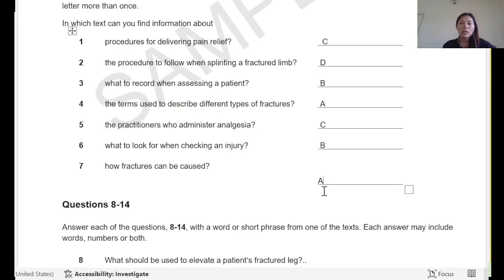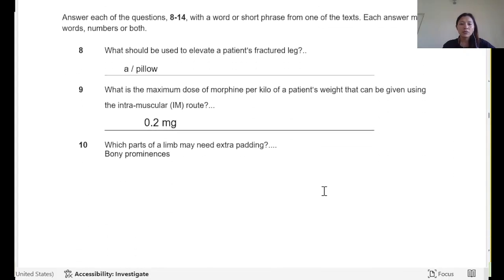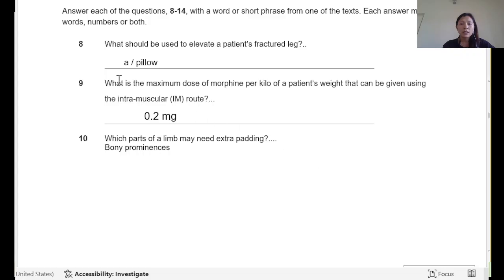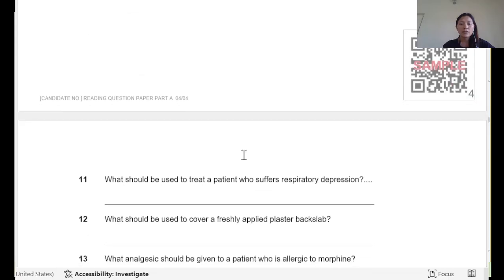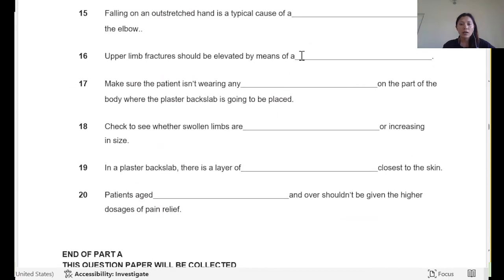This is a way to tackle part A. Part A is very easy, and I will give you more tips in detail if I have more time. Hope I have cleared all your doubts. And one thing, in part A, when you are getting the question, what should be used to elevate a patient's fractured leg, if they mentioned upper limb fracture should be elevated by a means of, the word is already there, so don't write it again. If you write it again, you are losing the marks.